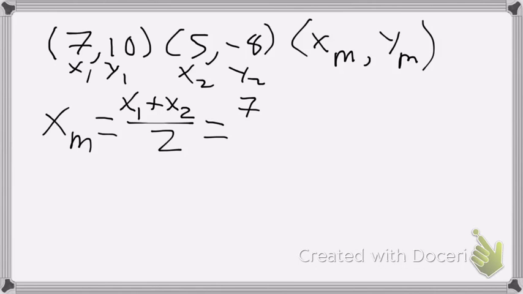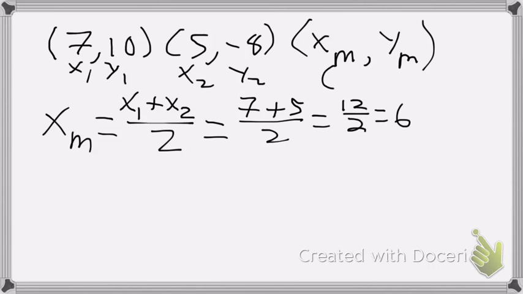So that 7 goes where the x1 is. We add that 5 right there, and we get 2. 7 plus 5 gives us 12. Divided by 2, jumping ahead a little bit, divided by 2 equals 6. So we're going to put our 6 right there.